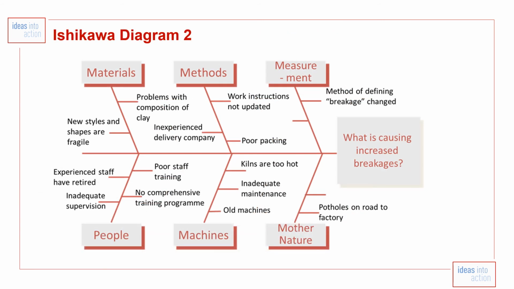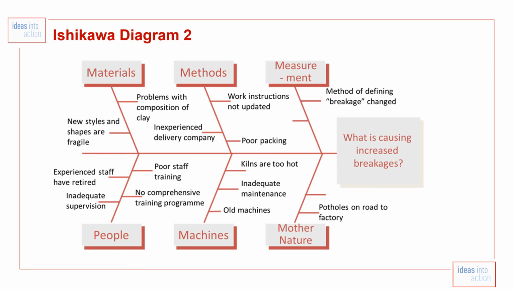And we have another example here in the second slide, and this time the problem is what is causing increased breakages. This is a pottery company whose new line of pottery is getting damaged. Under measurement, we have that the method of defining breakage, for example, has changed. Under methods, we see that work instructions have not been updated for a while. We see that there's poor packing methods. An inexperienced delivery company has just been taken on board.